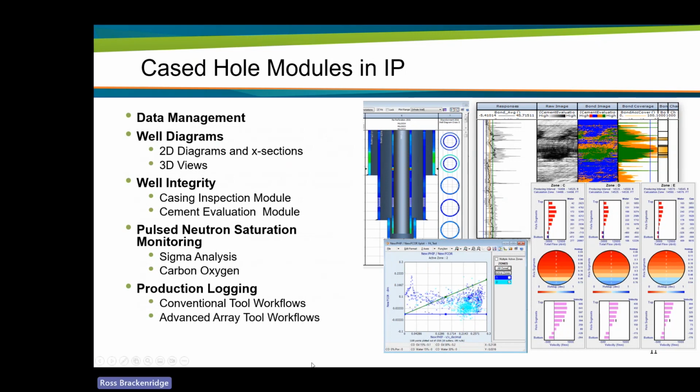So this is a list of modules that we will talk a little bit about each of. The data management side of things, well diagrams, then we'll talk about well integrity, casing and cement, pulse neutron for monitoring saturation, and production logging.